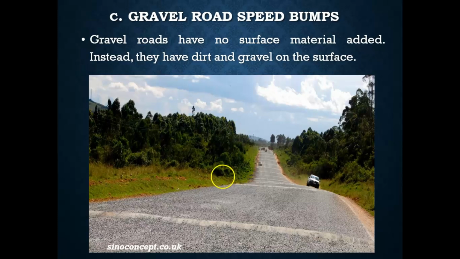Just as we can see on this road, this is the gravel road, and we can see the speed bump around this point. Without the speed bump installed, vehicles can speed up on this road and cause deaths for passersby who are plying the road. So this is one of the reasons why a speed bump has been installed on the gravel road.